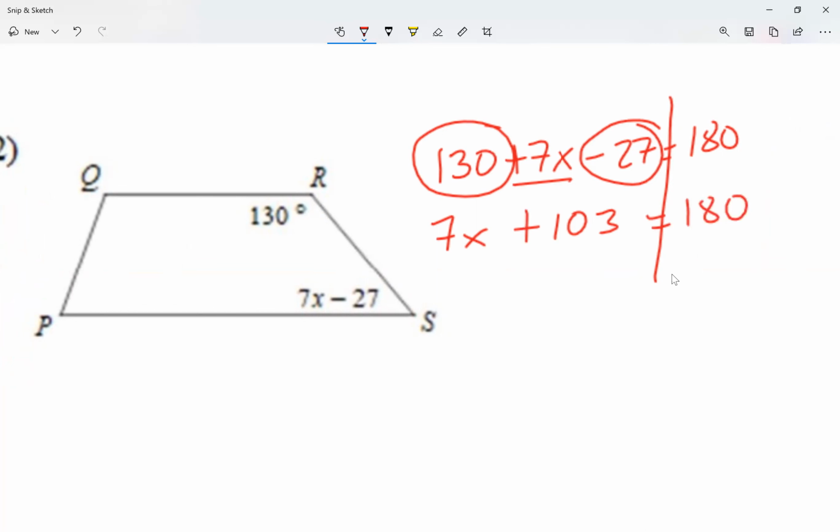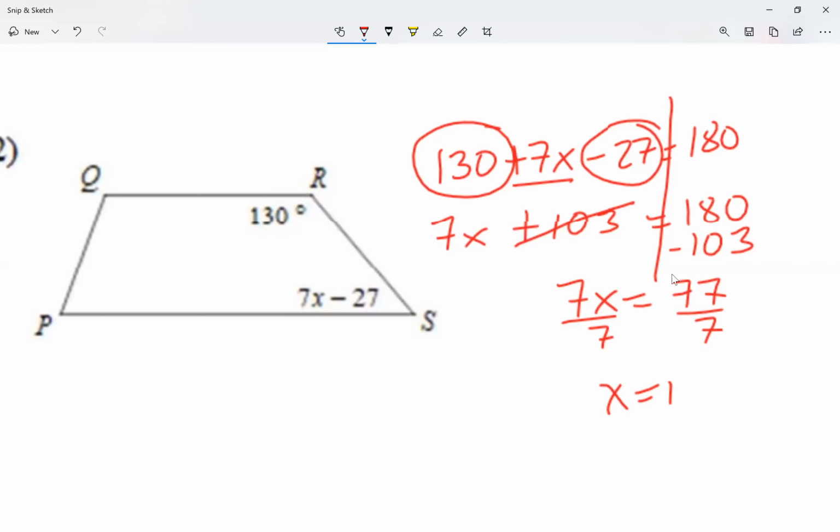I want the 7x by itself. So this plus 103, let me move it to the other side as a minus 103. Don't forget to switch the sign. So I have 7x equals 180 minus 103. That's 77. Now let me divide both sides by 7, and I get x is equal to 11.